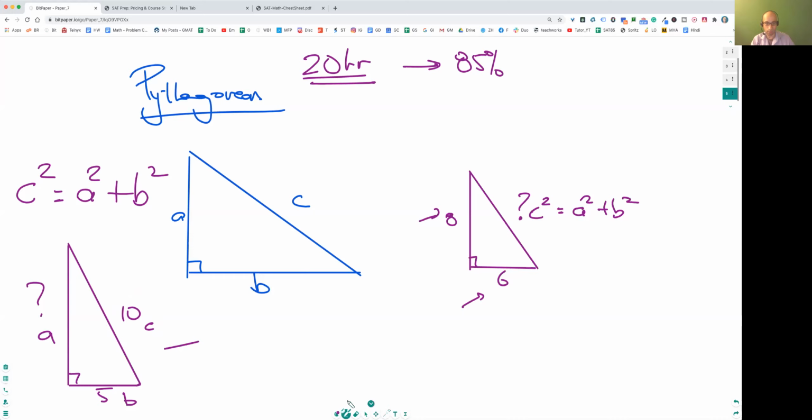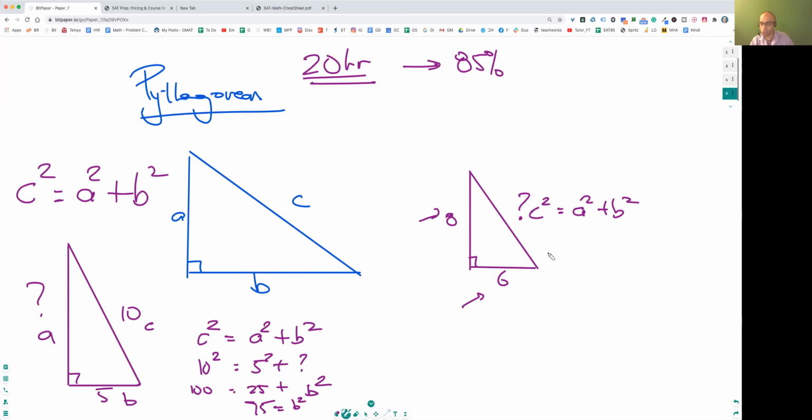This is C squared. I'm going to get rid of these extra pieces over here. C squared is equal to A squared plus B squared. So just plug it in. 10 squared is equal to 5 squared plus how much? Try to calculate that. Just evaluate it. 100 is equal to 25 plus how much? You can just write this as B squared actually. So B squared is equal to 75.